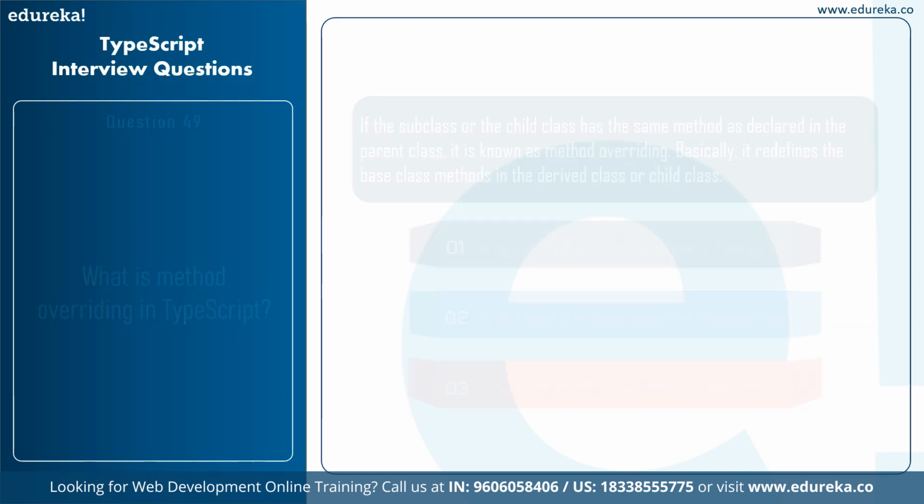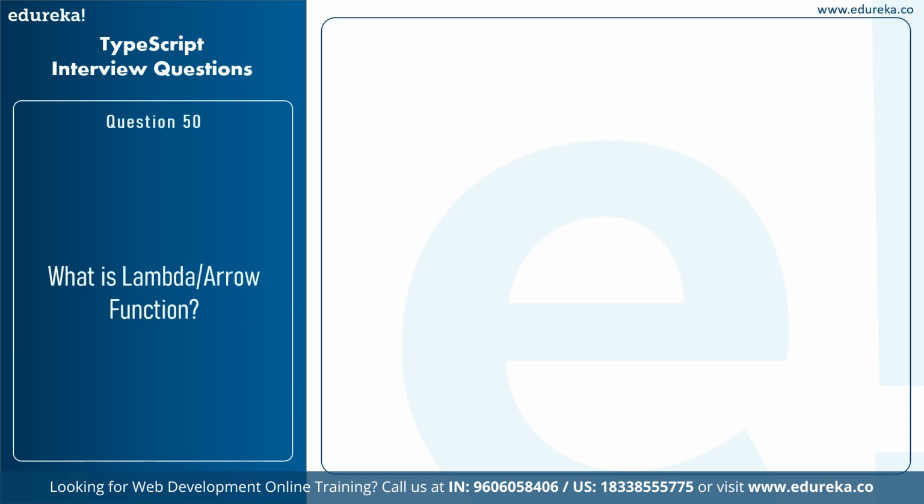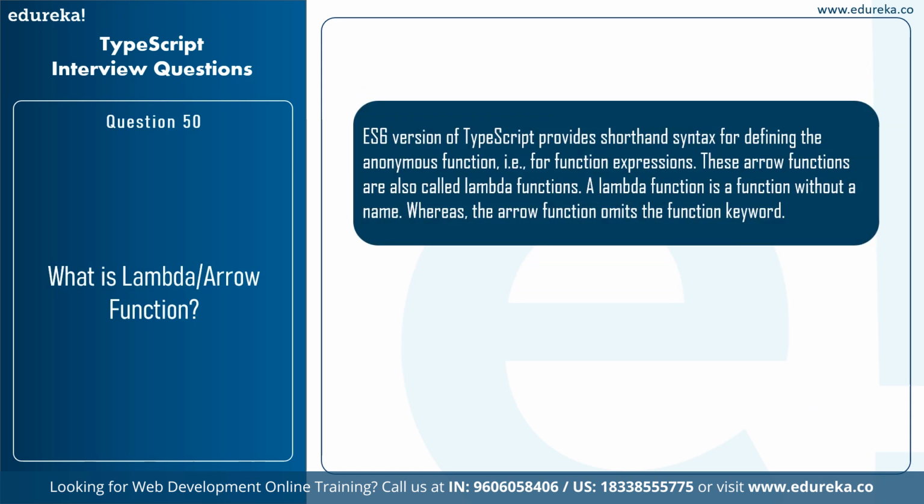Now moving on to the final question, what is a lambda or an arrow function? Now the ES6 version of TypeScript provides shorthand syntax for defining the anonymous function, that is for function expressions. These arrow functions are also called lambda functions. A lambda function is a function without a name, whereas the arrow function omits the function keyword.